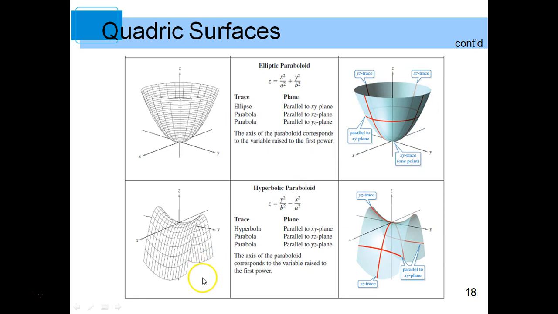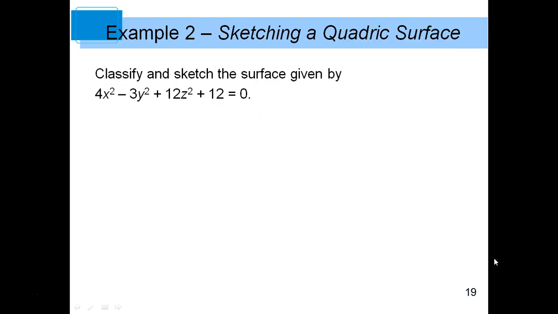And then here is my saddle. Again, both of these squared, I have the subtraction in between, and only one is raised to a single power. Let's look at this example.